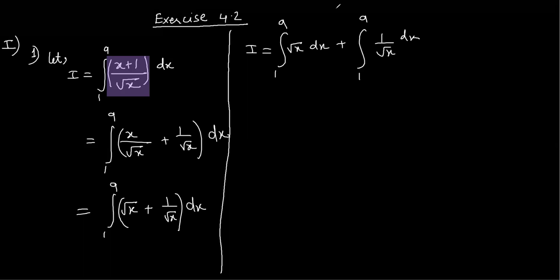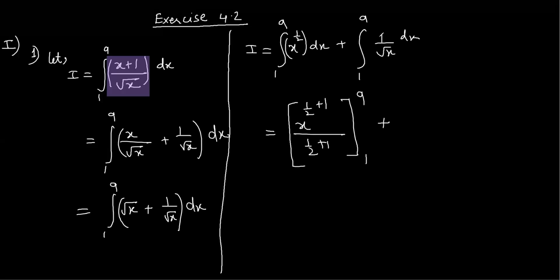Now you know root x is x raised to half. So integration of x raised to half is x raised to half plus 1, it is x raised to n type, upon half plus 1, and close the whole thing in a bracket, 1 to 9, and plus 1 upon root x. Integration of 1 upon root x is 2 root x, and then write 1 to 9. Now the next step, here I'm going to get 3 by 2. This 3 by 2 is a constant, and this 2 can be written outside.